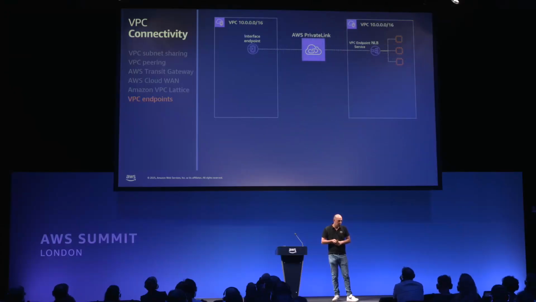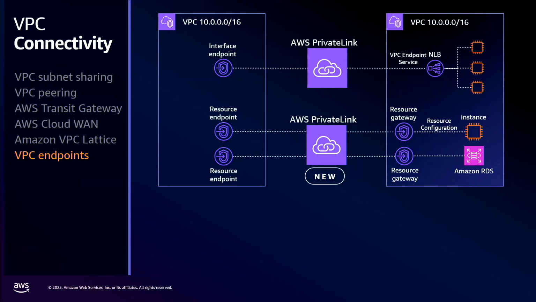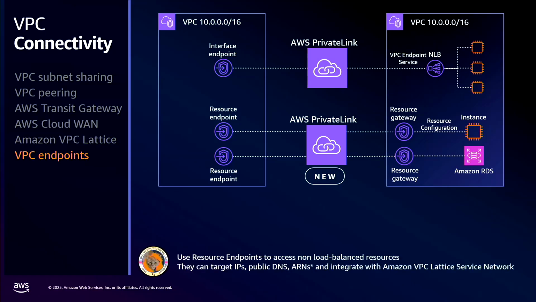All right, now PrivateLink, what we saw also on the previous slide is that it can help you access load balanced resources. So you see that we still have a dependency on the network load balancer in the provider VPC. Now, what if you would like to access non-load balanced resources? Then we have released another type of endpoint, which is called resource endpoints this time, and they are really there to help you access these non-load balanced resources, because now you can point directly to an IP, to a DNS name, or even to an ARN in the case of Amazon RDS.